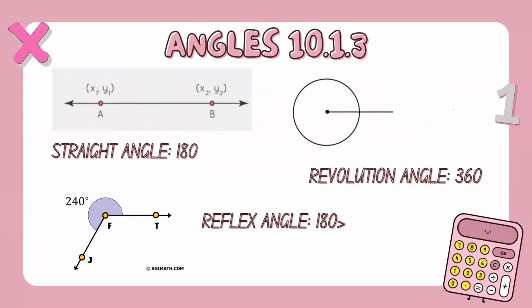A straight angle is exactly 180 degrees. A revolution angle is 360 degrees, and a reflex angle is more than 180 degrees. Next slide.